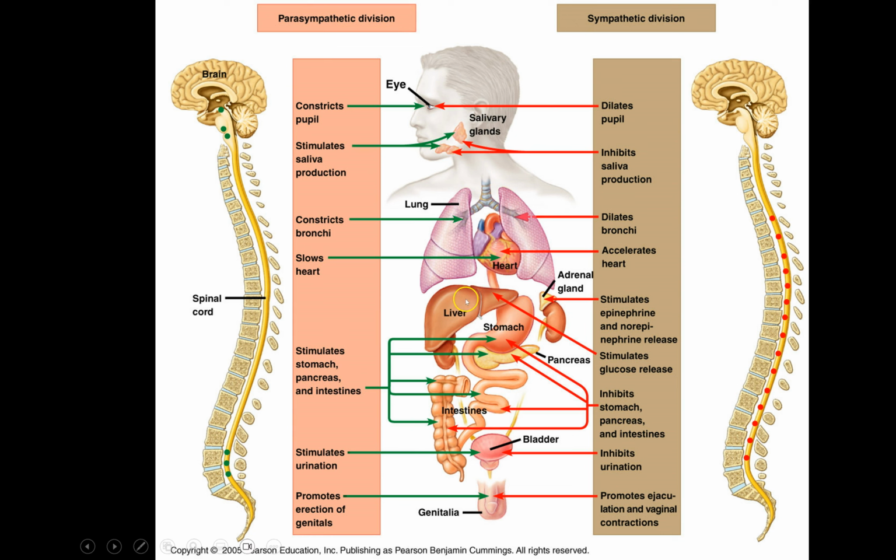So another view, during sympathetic, what happens? Dilatation of the pupil, inhibition of the saliva, dilatation of the bronchi, acceleration of the heart, stimulation of adrenaline, noradrenaline, increasing glucose production, inhibiting the intestinal motion and the stomach motion, inhibiting urination, and promotes ejaculation and vaginal or uterine contractions during orgasm.